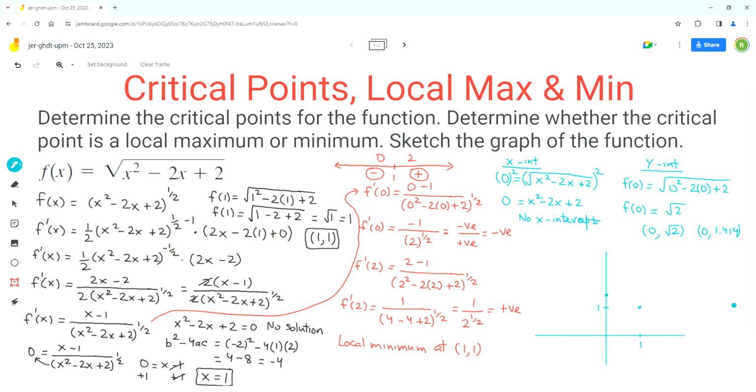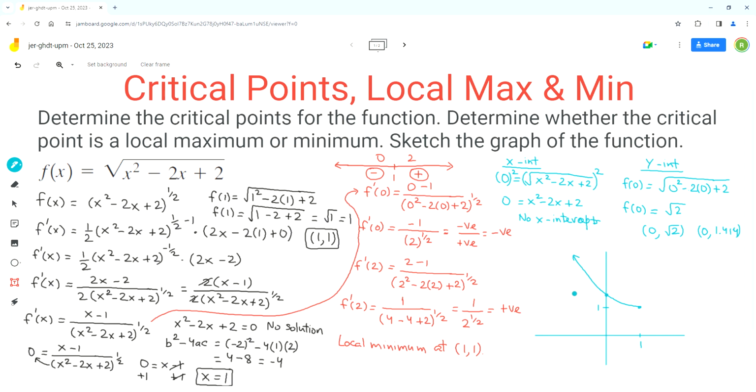Now we can use the results from the first derivative test to sketch the graph. On the left side of the critical number x equals 1, the function is decreasing because we got a negative value for f prime. So as we go from left to right, the graph should be sloping downwards towards the local minimum. So this is the sketch on the left side of the local minimum.